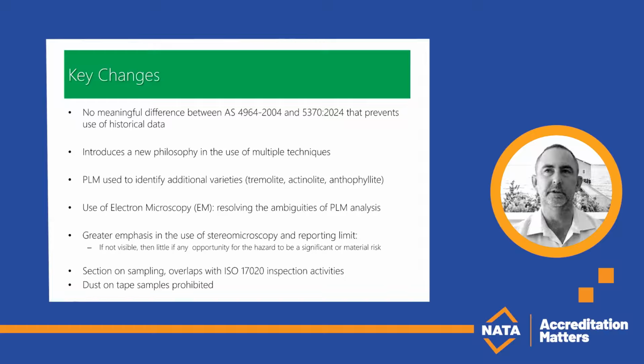These changes are aimed at resolving ambiguities in the previous standard, as certain asbestos types have overlapping refractive indices that make unequivocal identification difficult. The analytical sequence now in the Australian standard reinforces the importance of stereomicroscopy, where trace, or as it is now known as residual analysis, is only required for non-homogeneous samples where asbestos has not been identified. And there's also a more comprehensive section on on-site sampling that overlaps with ISO 17020 inspection activities.